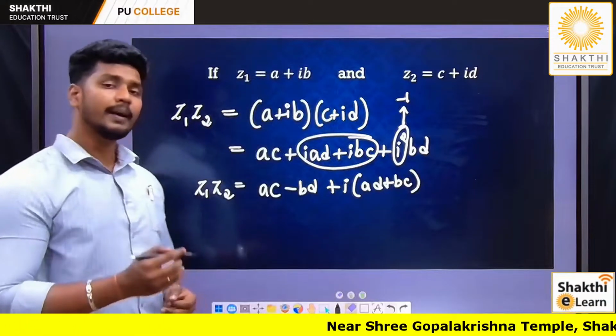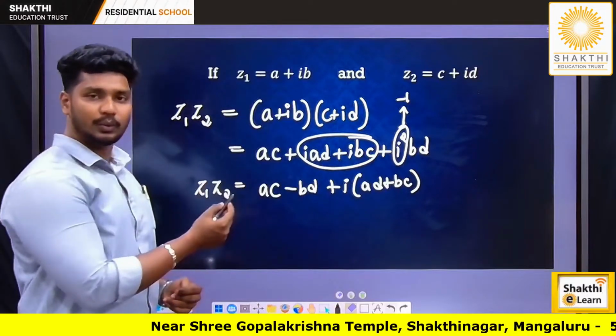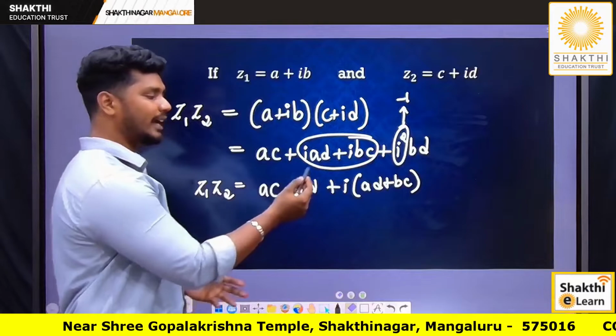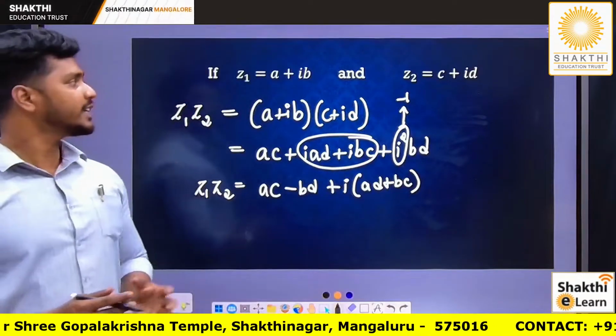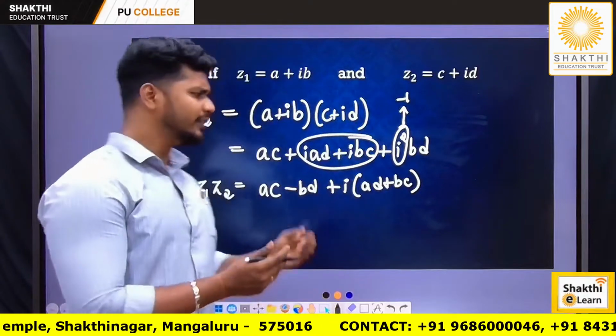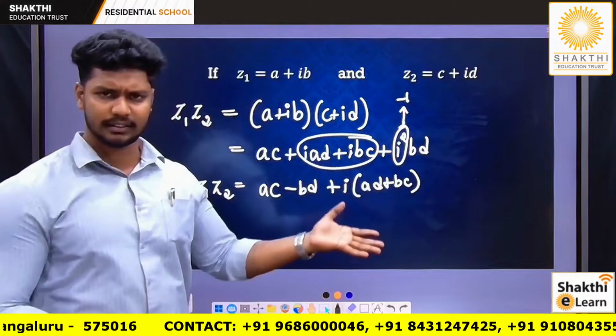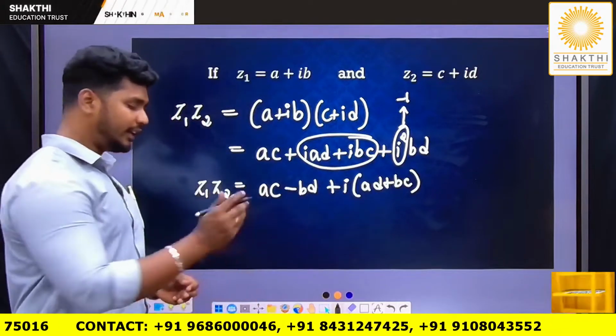So this is the multiplication of the two complex numbers Z1 and Z2, that is AC minus BD plus I into AD plus BC, for the general form of A plus IB and C plus ID. With the numbers, it is easy for us to multiply, subtract, get the answers or add the things. Next, going for the division part.